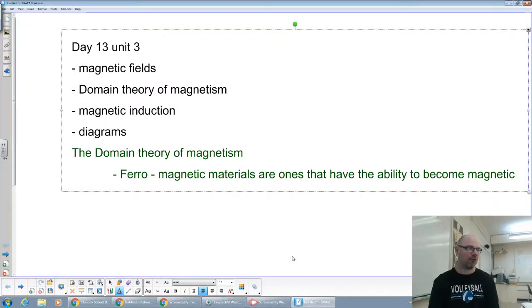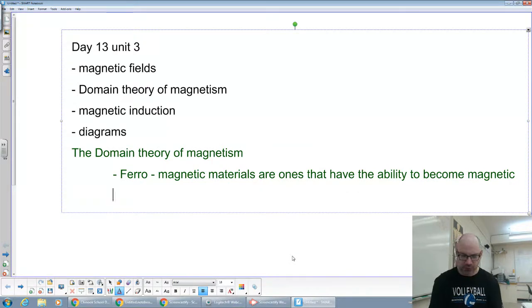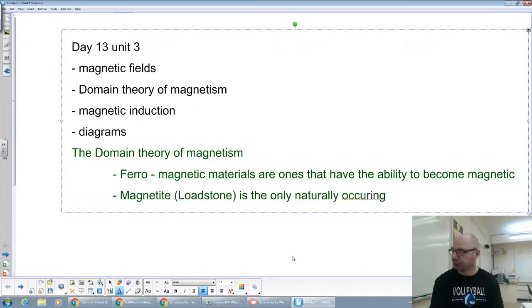Okay, so sometimes you have to induce the magnetic field on them. The material that's naturally this way is magnetite, which they used to call lodestone in the old days, and it is the only naturally occurring magnetic material. Okay, so magnetite is like that.